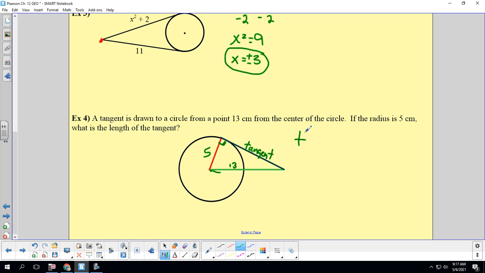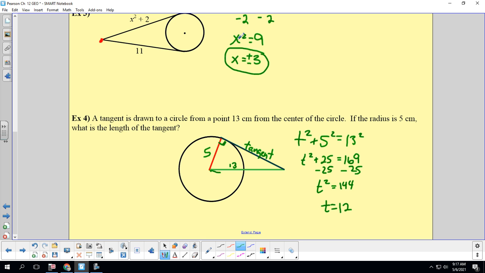Okay, I'm going to say it's t for tangent. T squared plus 5 squared is 13 squared. T squared plus 25 is 169, minus 25, minus 25. T squared equals 144. Take the square root, and t is equal to 12.